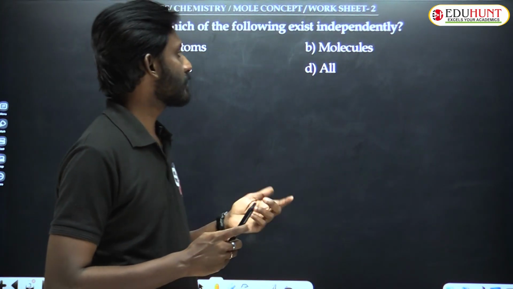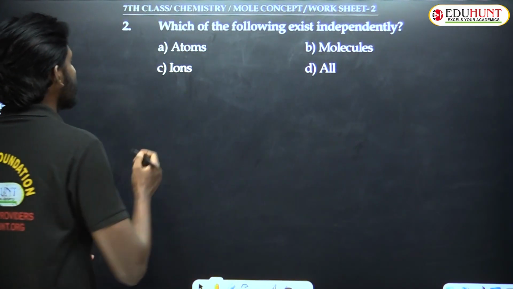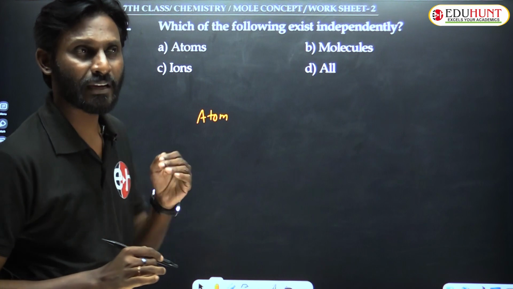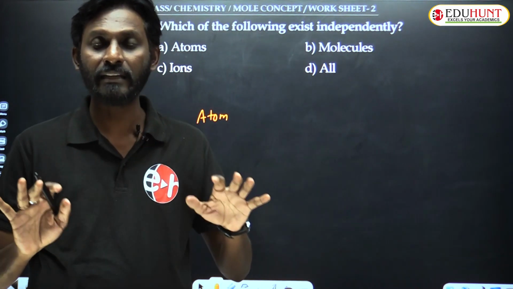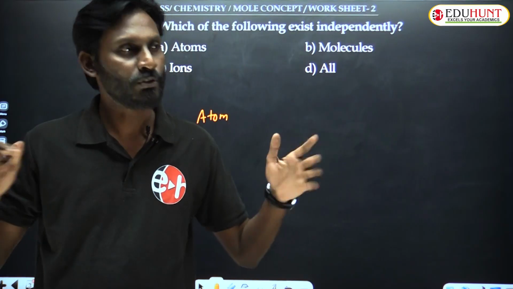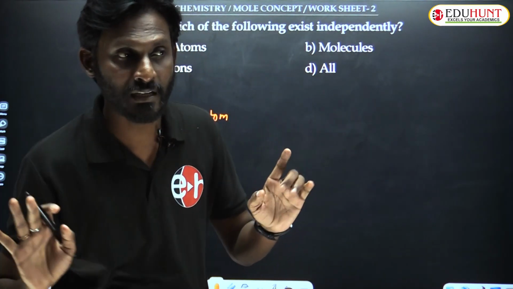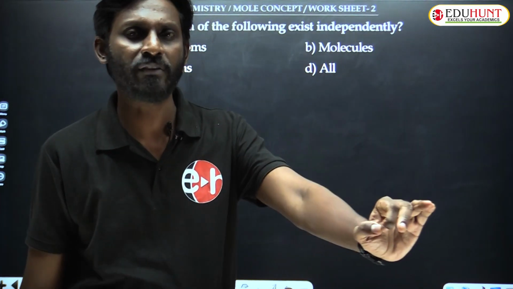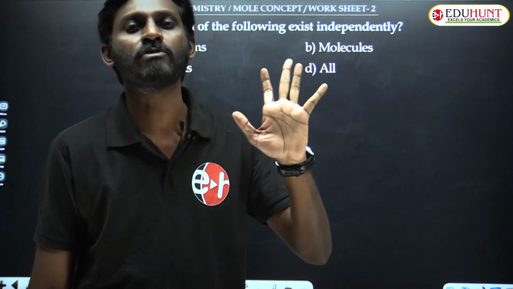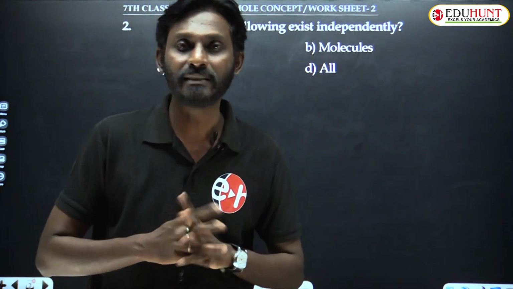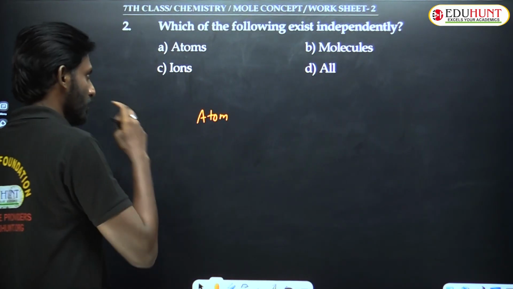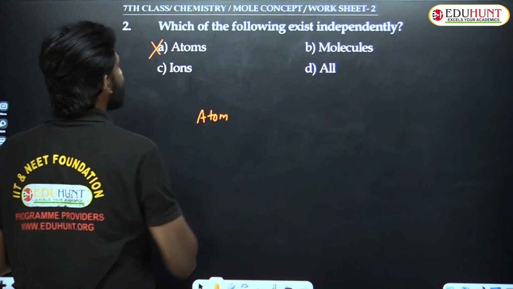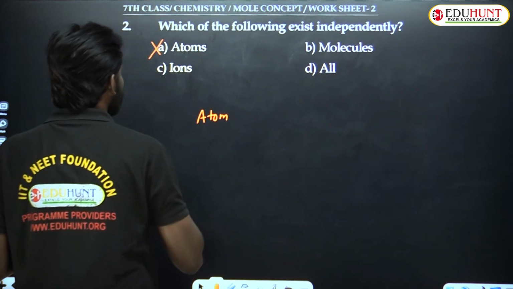Which of the following exist independently? Again the same kind of question, but the point is what can exist independently. Atom can exist independently, it is wrong. Generally, matter is made up of atoms, but in all matter the atom is in bonding with other atoms, except in the case of inert gases. So if we go for a single option, atoms can't exist independently except for inert gases.